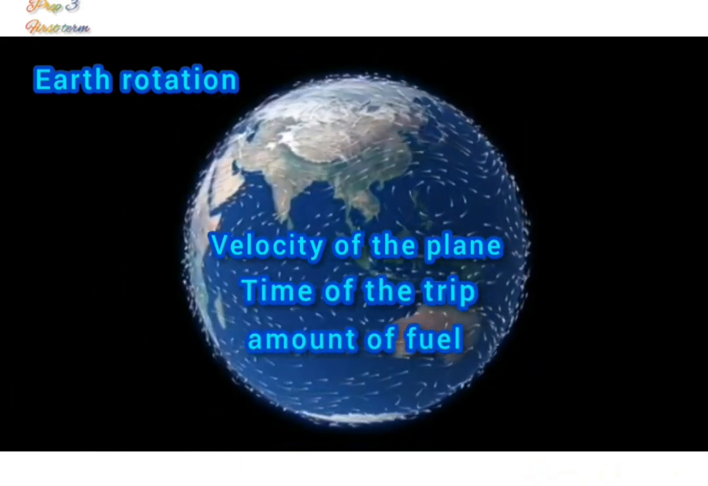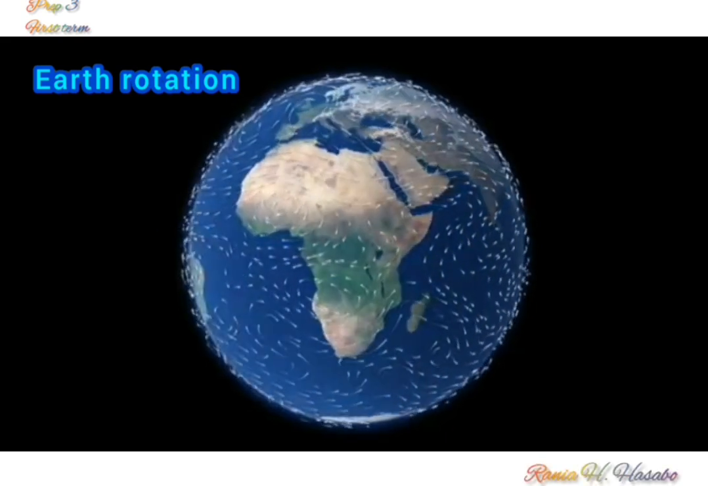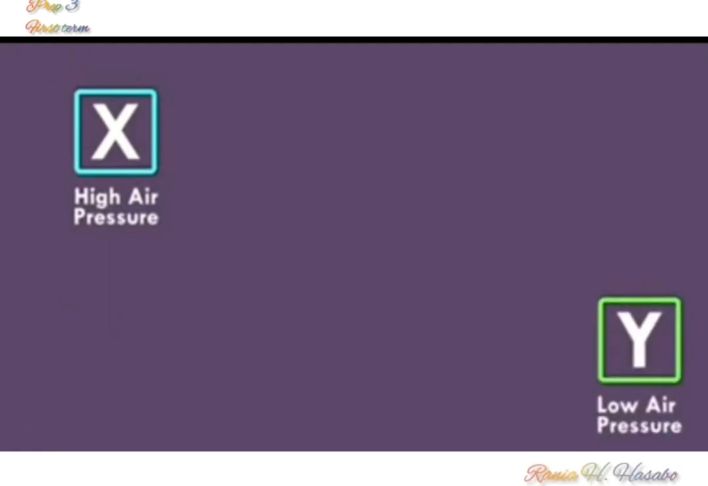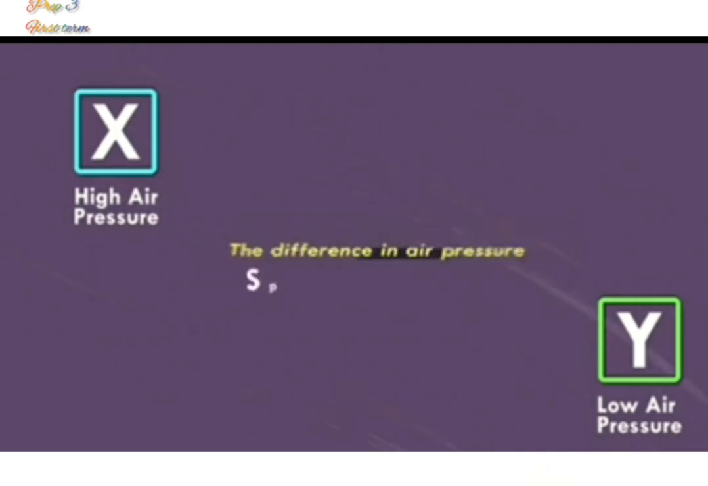Air pressure is not even in all places. Now let's see how wind speed and air pressure are related to each other. There is high air pressure in region X and comparatively low pressure in region Y, so air moves from X to Y. Does that mean the difference in air pressure causes the movement of air? Yes, that's true. The difference in air pressure results in wind.